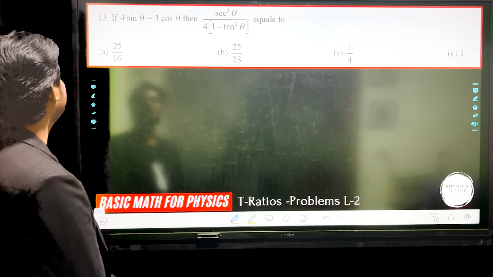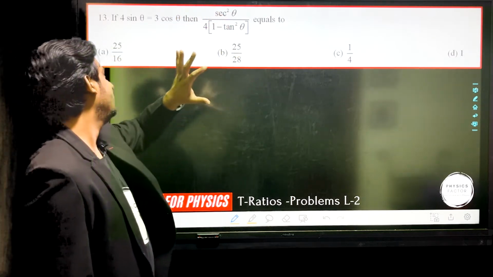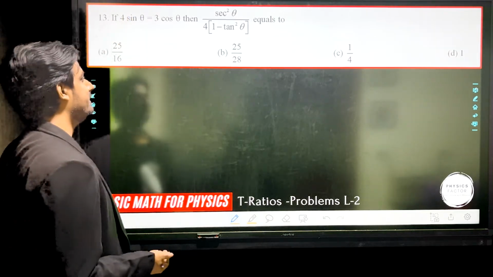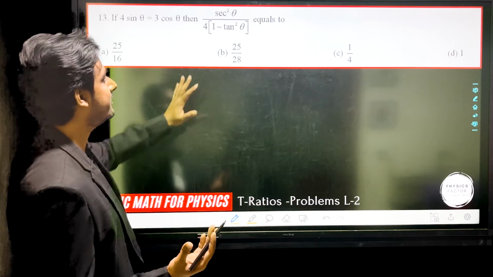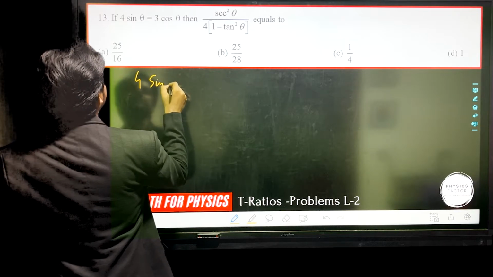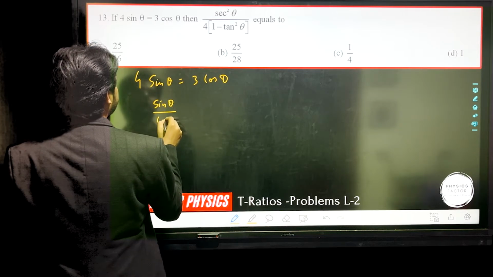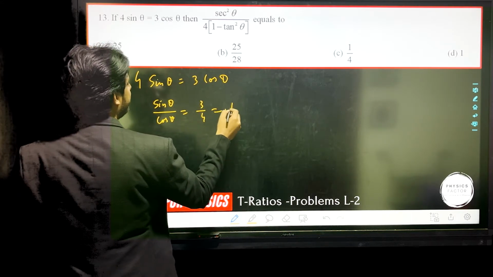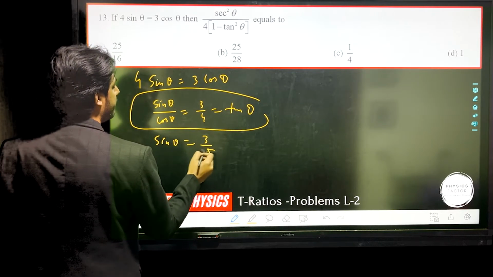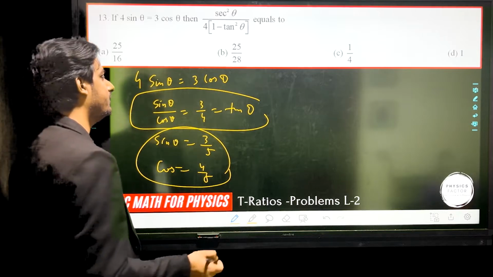So we have the value 4 sin theta equals 3 cos theta. And we need to find this value. So from this we try to find one of the trigonometric ratios, same logic, then we'll calculate all other trigonometric ratios and substitute here, and we'll get the answer. So 4 sin theta equals 3 cos theta. So sin theta upon cos theta equals 3 by 4, which is nothing but tan theta. We get the value of tan theta, so sin theta will be 3 upon 5 and cos theta will be 4 upon 5. You know how to calculate it, we have already done it.